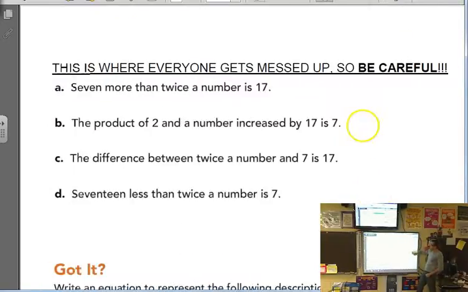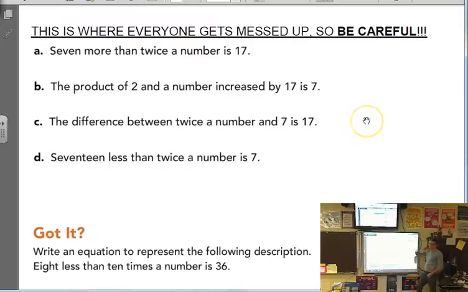So let's check out a couple more where everyone gets messed up, because taking the verbal situation into the numerical is where people get confused. So we're not actually going to solve these. We're just going to write them out and practice converting this into a numerical expression or equation.